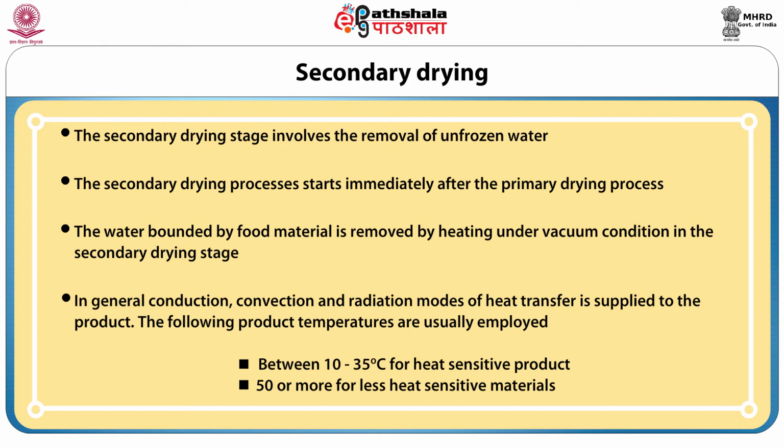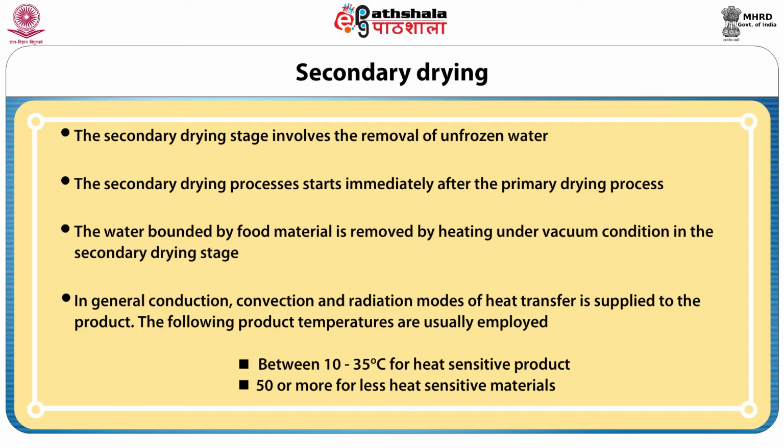Now, let us look into the secondary drying process. The secondary drying stage involves the removal of unfrozen water. The secondary drying process starts immediately after the primary drying process. The water bound by the food material is removed by heating under vacuum condition in the secondary drying stage. In general, conduction, convection and radiation modes of heat transfer are used to supply heat to the product.